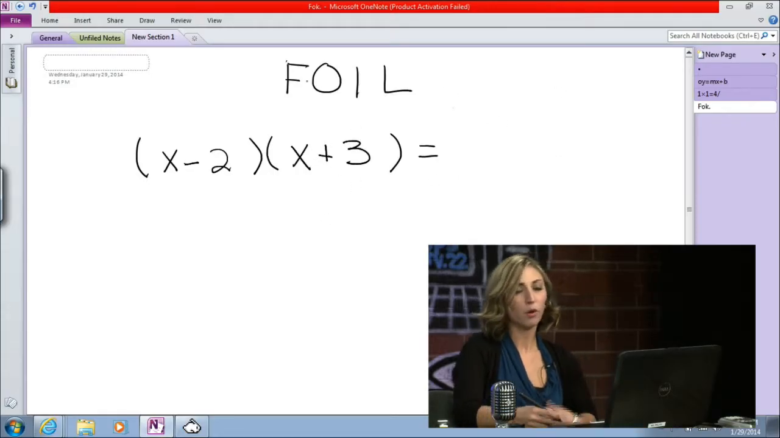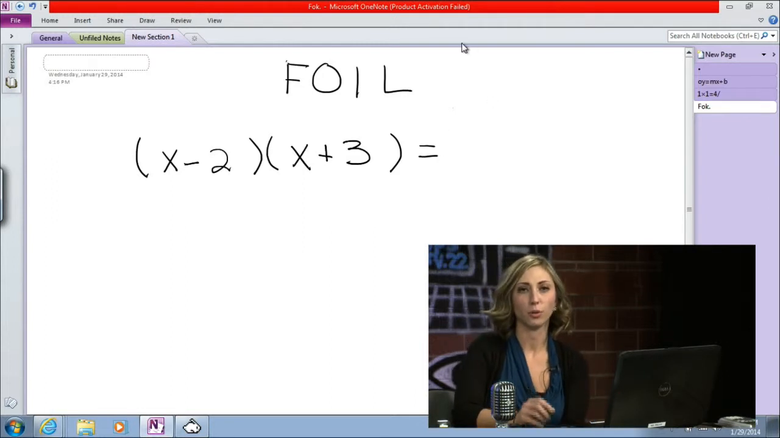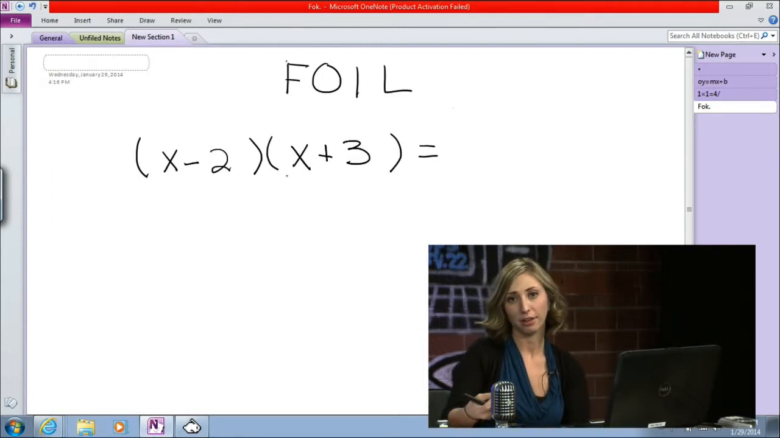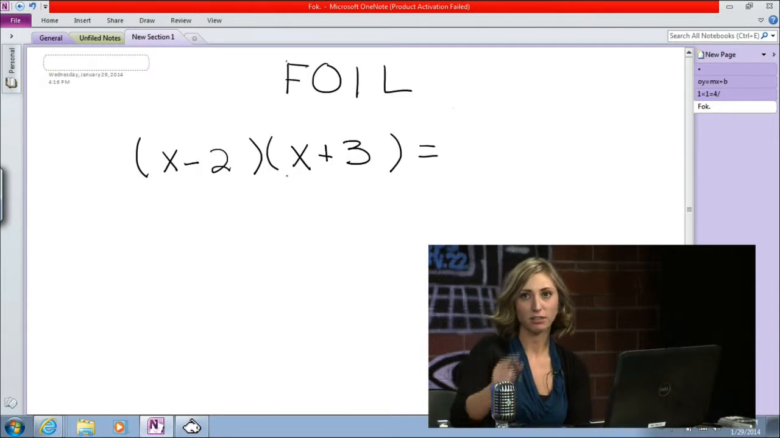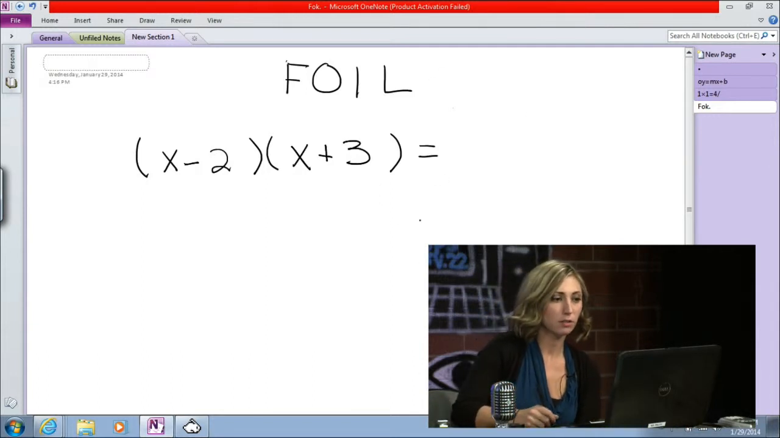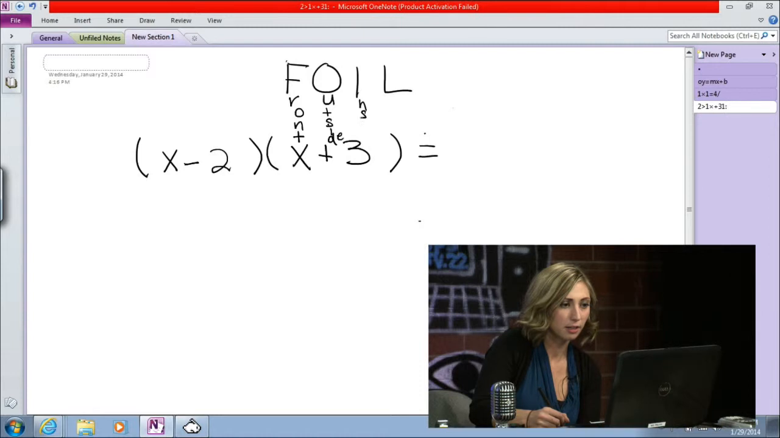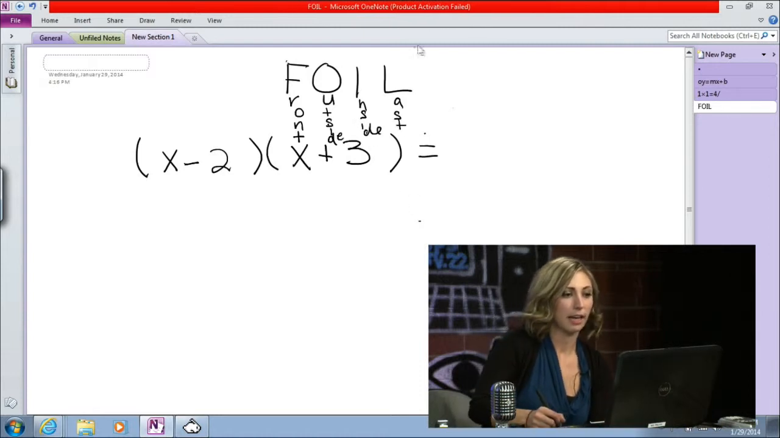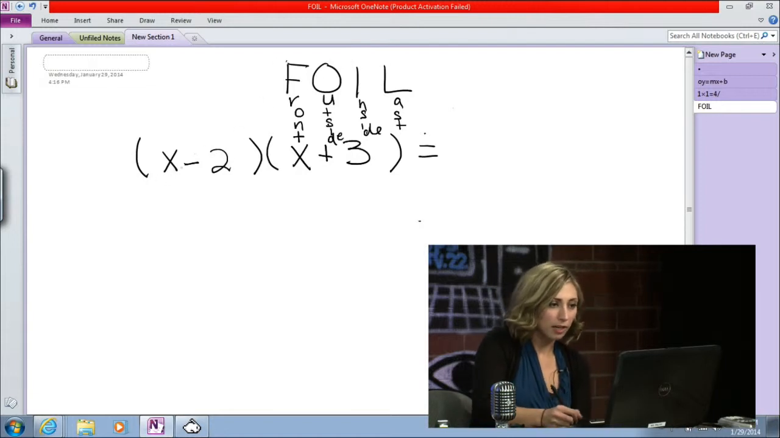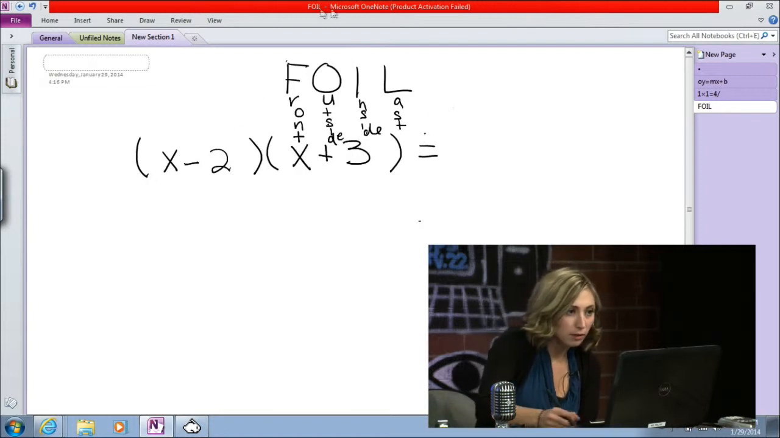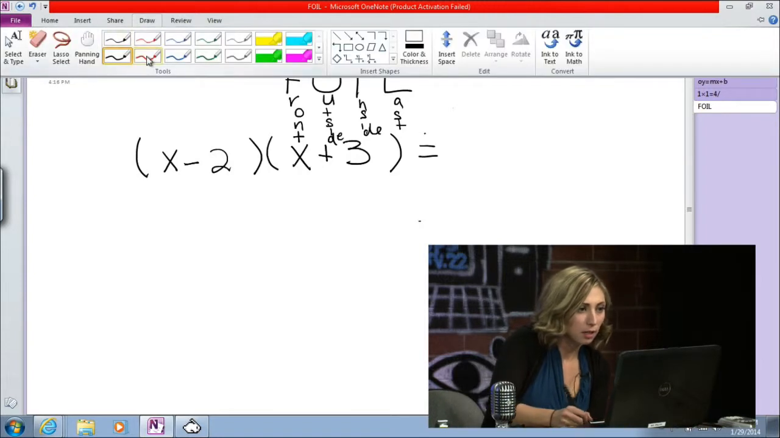So FOIL is a technique that is used to multiply the binomials together without forgetting to multiply any parts of it together. So FOIL, what it stands for is front, outside, inside, and last. And to do this, I'll do these with different colors so that you can see what I'm talking about.